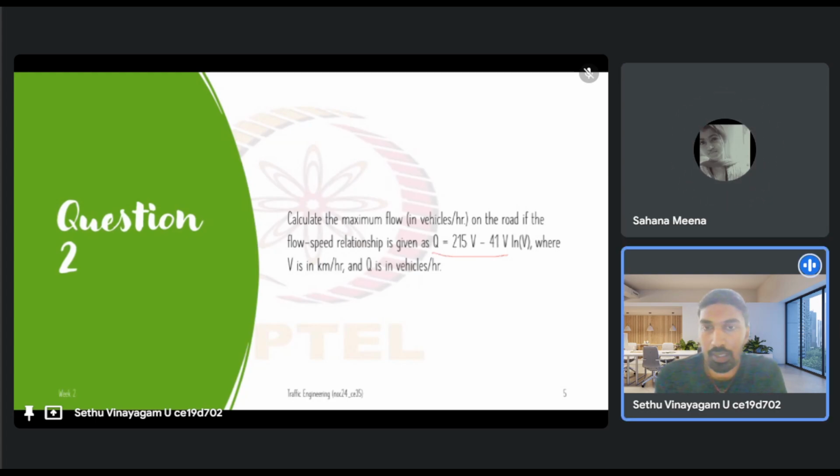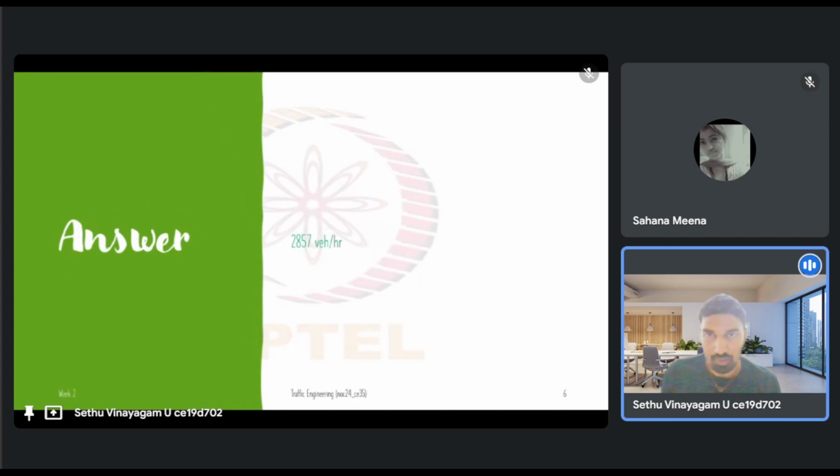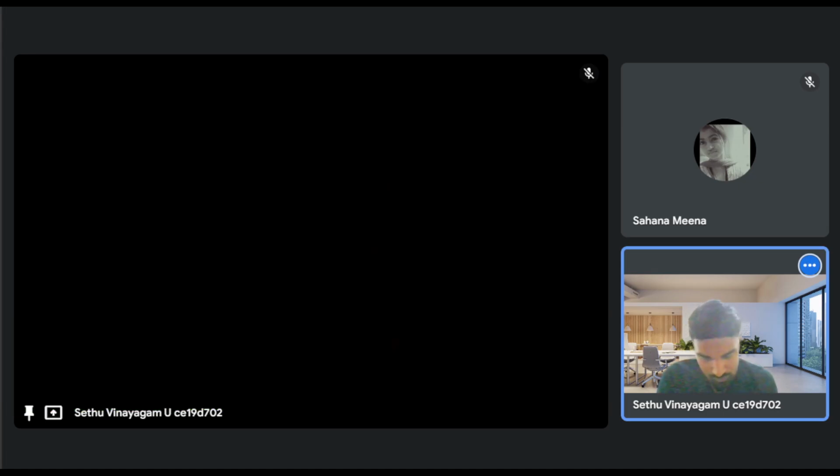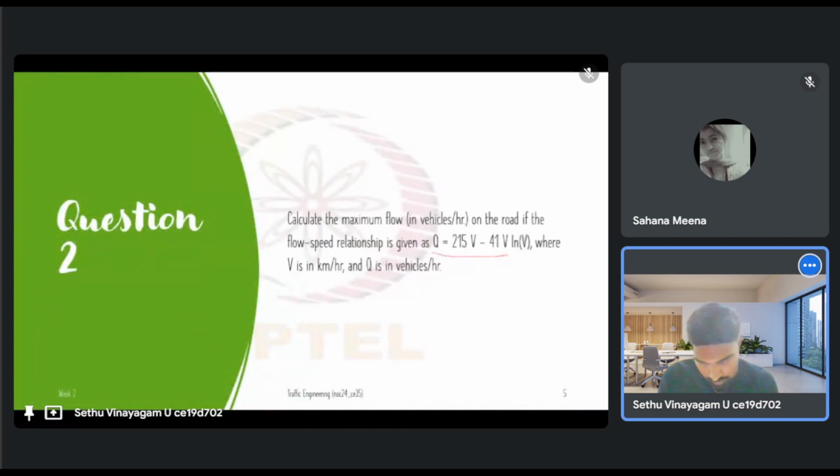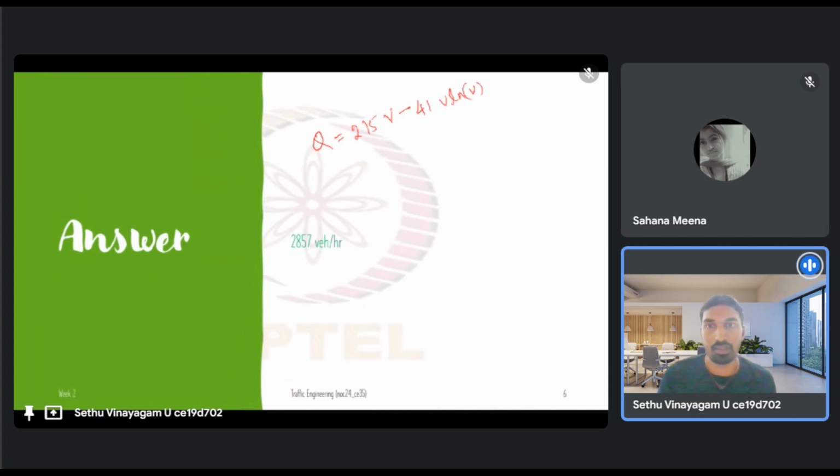Okay, I'll explain in that case how you solve this one. So the answer is 2857, but let's see how we arrive at this. We have been given this relationship, right? So Q is equal to 215V minus 41V log V. So this is the function, flow as a function of speed, right?